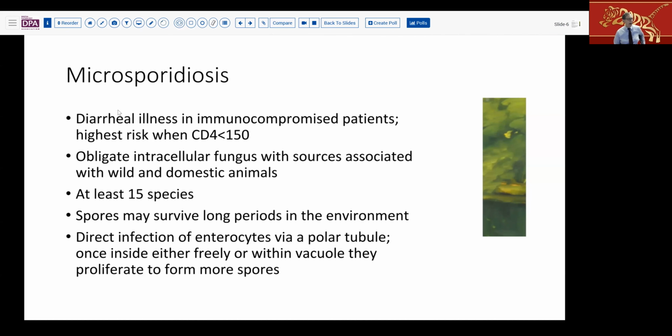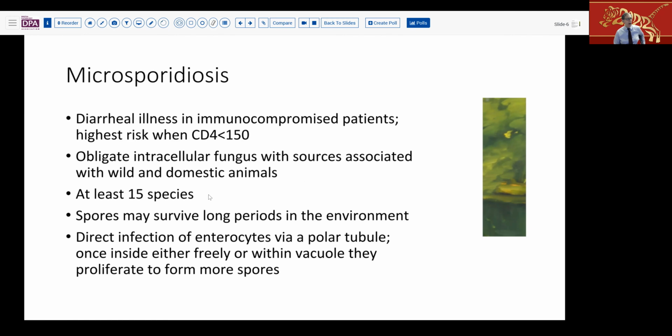So what are Microsporidia? Well, they cause a diarrheal illness in our immunocompromised host, and particularly when the CD4 counts are below critical levels. But this is really an intracellular fungus. It can be found in various water sources, but is most closely linked to wild and domestic animals who appear to be the reservoir hosts.